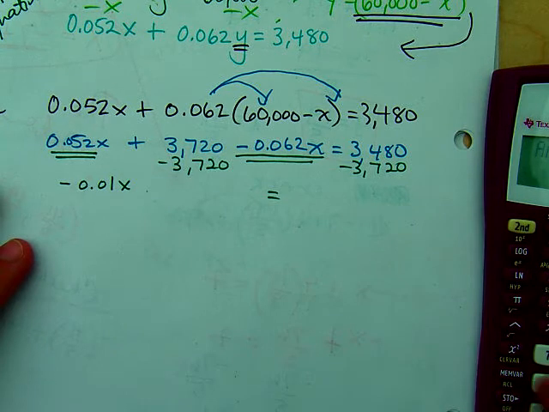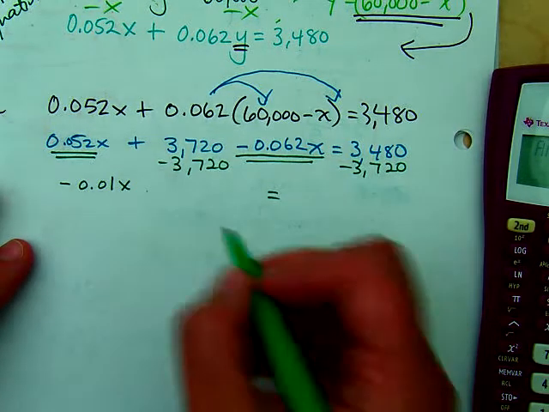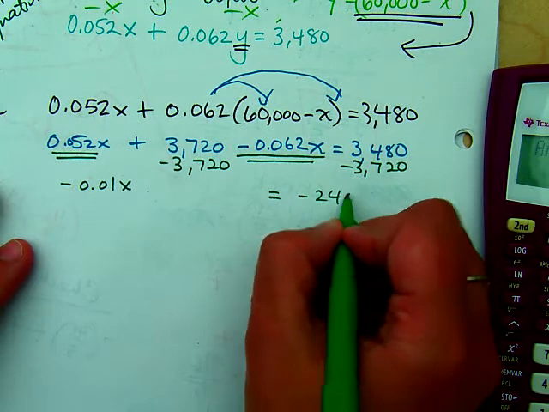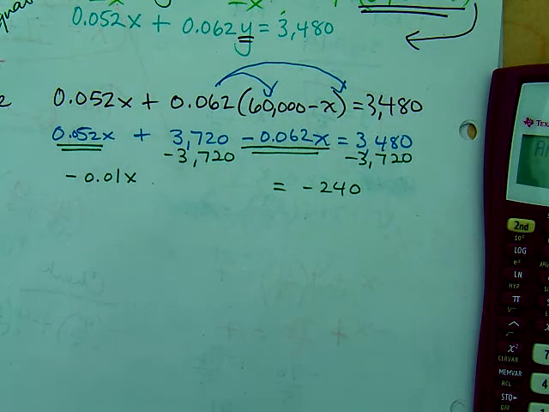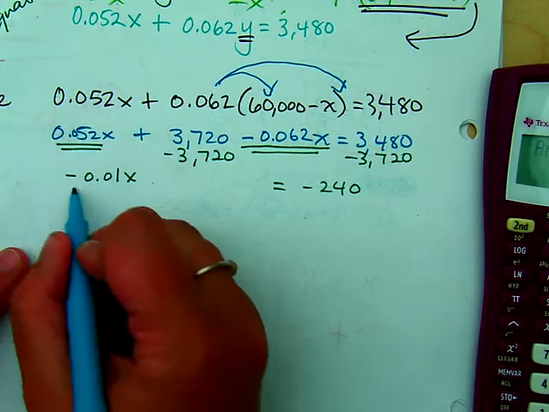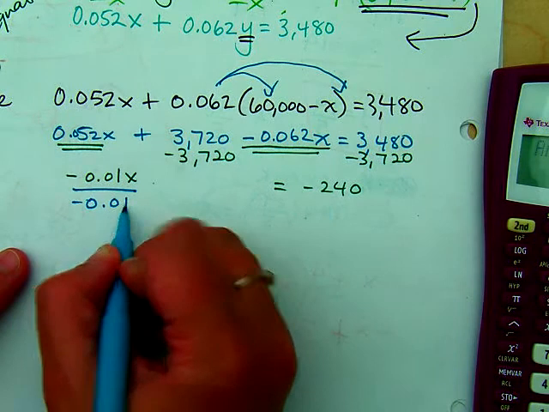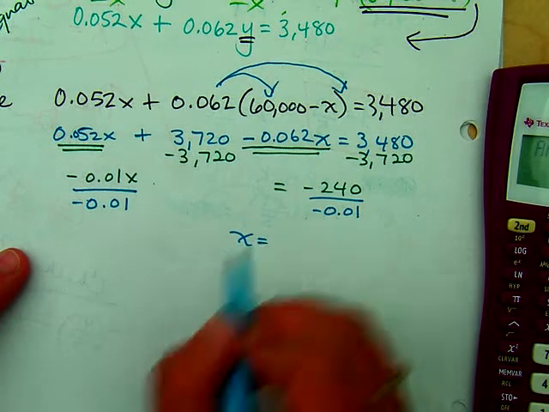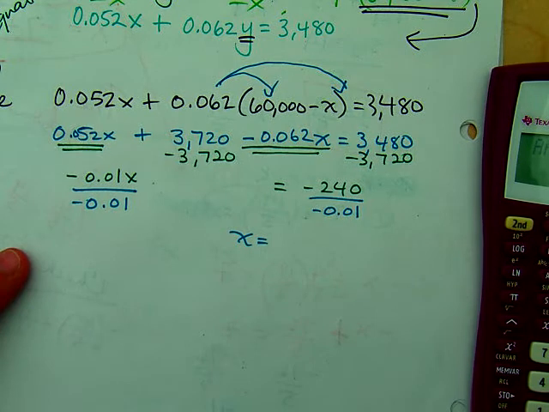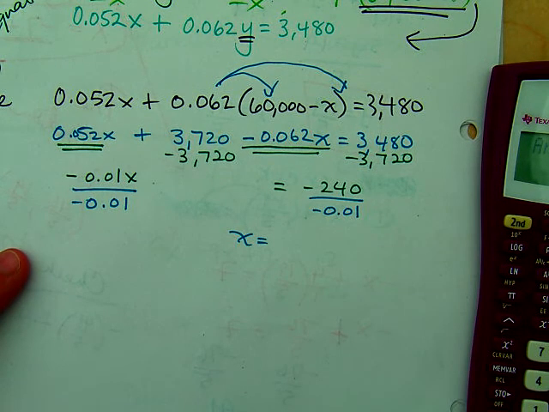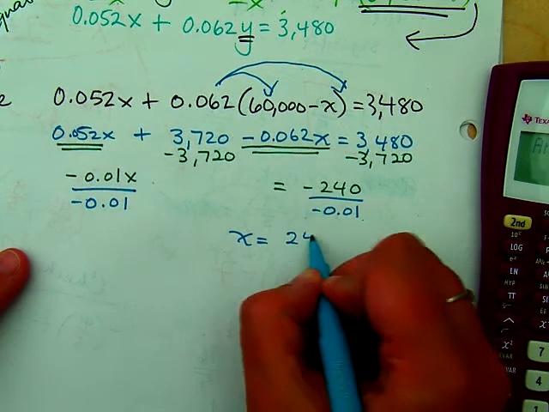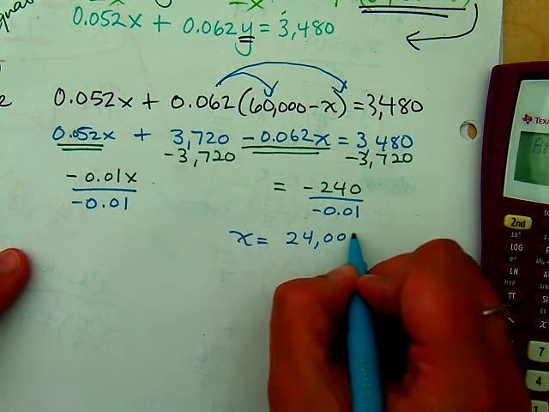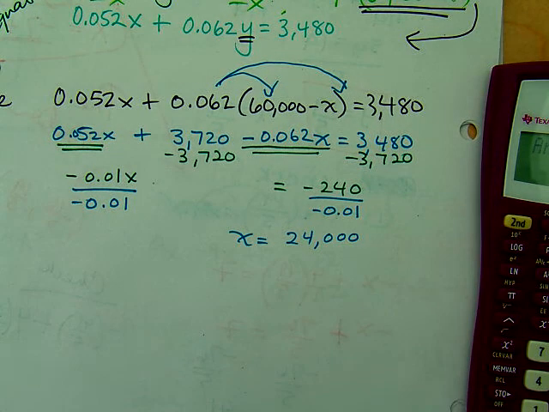Minus 3,480 equals negative 240, right? What do I do now to solve for x? Divide, right? X equals, yeah, because it just moved the decimal place over. It should be 24,000. Is that what you got?